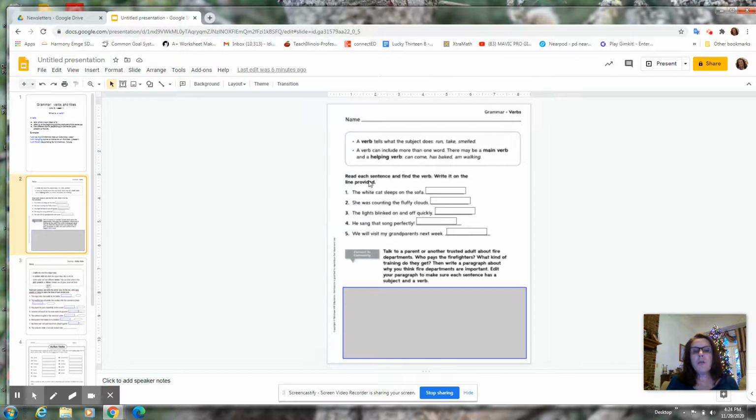And so what you're going to do is read each sentence, find the verb, and write it on the line provided. Super easy. It's all you have to do there. The first sentence is, the white cat sleeps on the sofa. So the subject of this sentence is the white cat. What does the white cat do? It sleeps. That is your verb. And the whole predicate is sleeps on the sofa. Okay, so I just kind of told you what to do for number one. This should take you very little time.